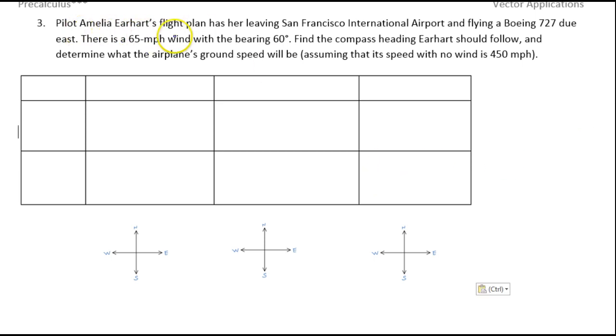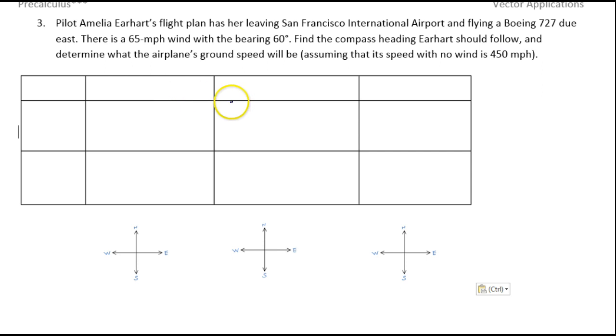Pilot Amelia Earhart's flight plan has her leaving San Francisco International Airport and flying a Boeing 727 due east. There is a 65 mile per hour wind with bearing 60 degrees. Find the compass heading or bearing Earhart should follow and determine what the airplane's ground speed will be, assuming that the speed with no wind is 450 miles per hour.